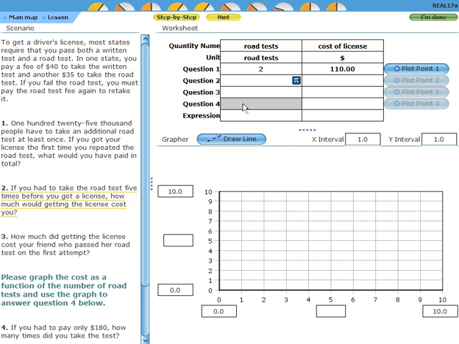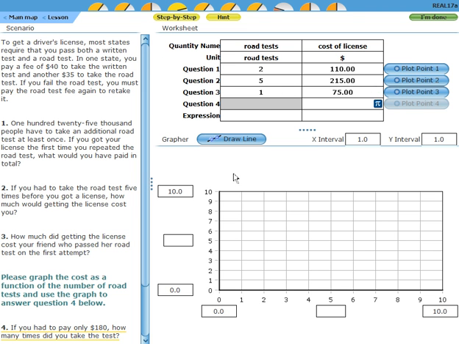If you had to take the road test 5 times, so the same setup, 40 plus 5 times 35. Okay, 40 plus 5, now it's 5 times 35. And how much did getting the license cost your friend who passed the road test on the first attempt? So just one attempt. So that would be 40 plus 1 times 35. I could have just written 40 plus 35, but oh well.